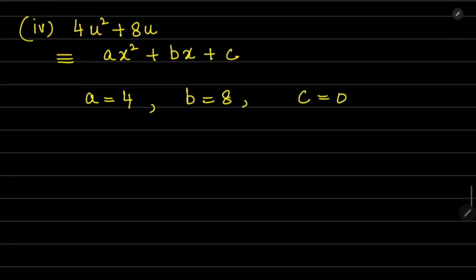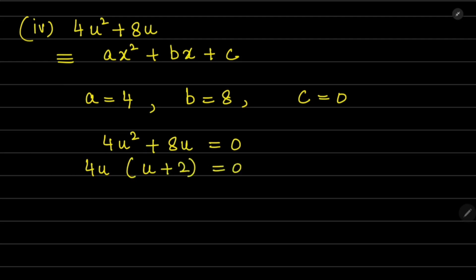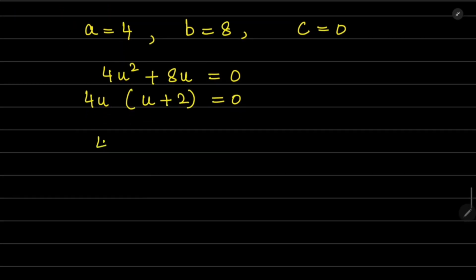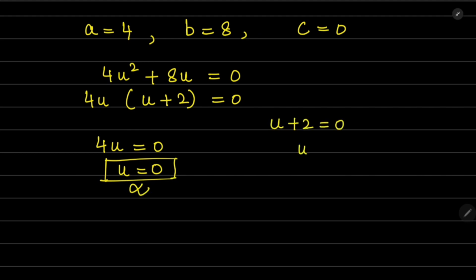Now here you don't have to do a middle term splitting, you can easily factorize it by taking common out. So 4u square plus 8u equal to 0. Among these two terms you can take 4u common out. So you will have 4u times u plus 2 equal to 0. So either 4u equal to 0, so u is equal to 0. This is your alpha. And the other value of the zero is u plus 2 equal to 0, so u is equal to minus 2. This is your beta value. So you've got one alpha and one beta.